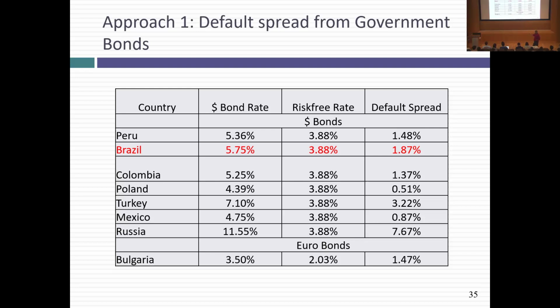Assuming the USD bond is a risk-free rate in dollars, that difference, 1.87%, becomes my estimate of the default spread for Brazil, the difference between those two. The only reason I'm able to do that is that both are dollar-denominated bonds. Any questions on that? So that's the first.